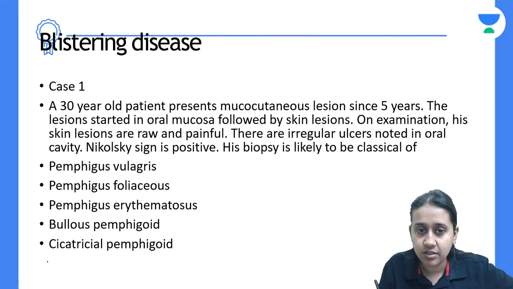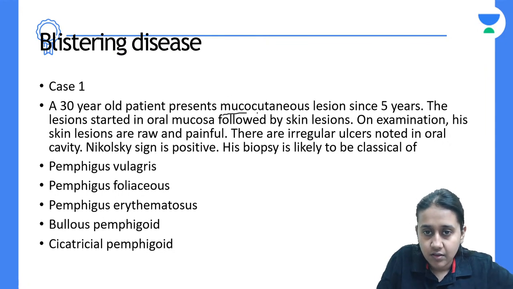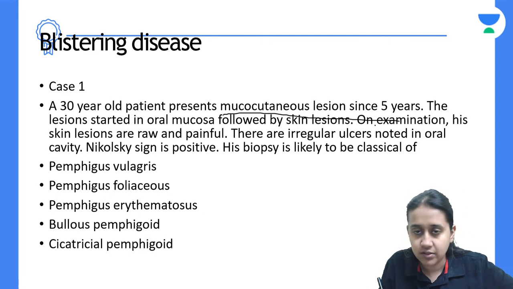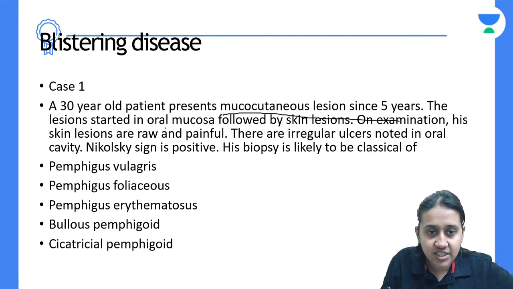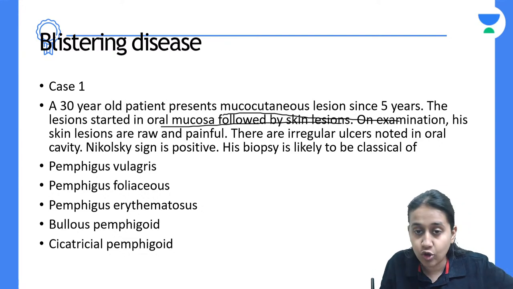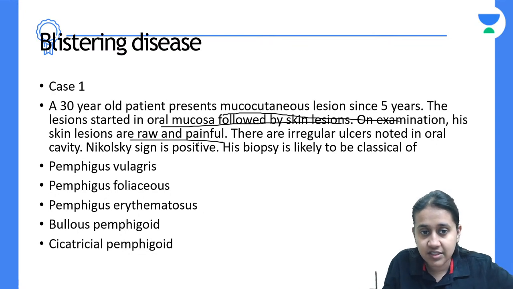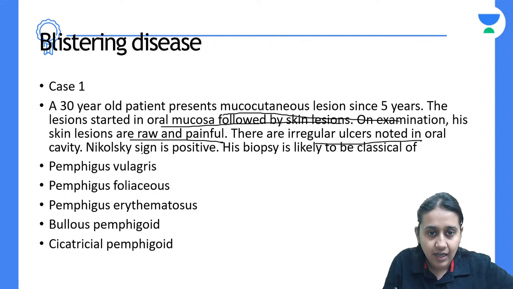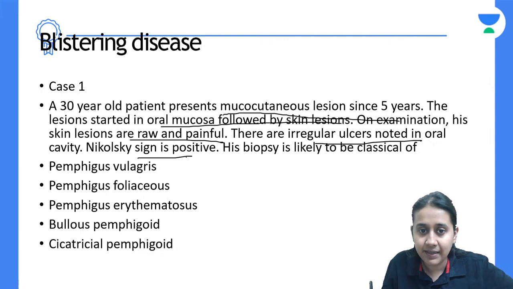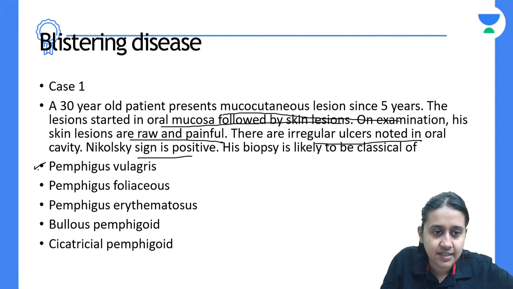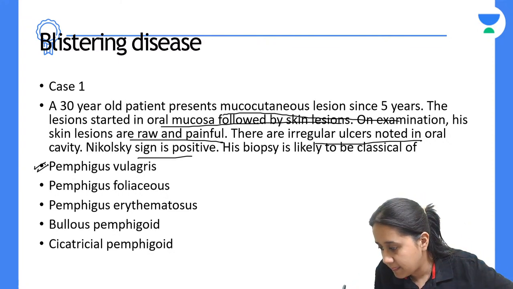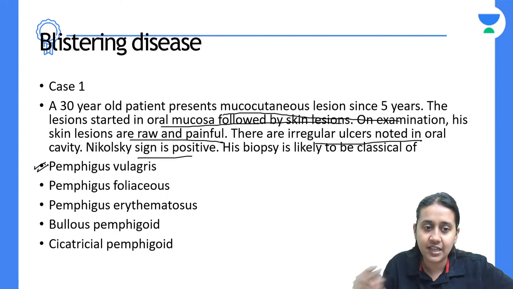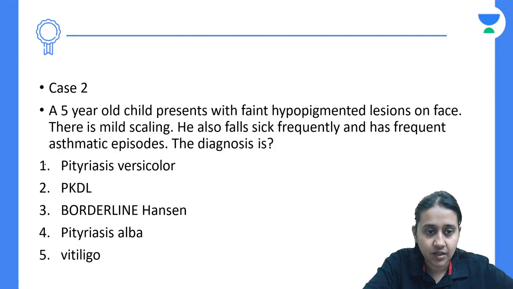We have a 30-year-old patient with mucocutaneous lesions since 5 years. The lesion started in the oral mucosa, followed by skin lesions. On examination, the lesions are raw and painful. You see irregular ulcers in the oral cavity and Nikolsky sign is positive. Please remember, this is a very, very characteristic example of pemphigus vulgaris. Clear? A very, very characteristic example of pemphigus vulgaris.